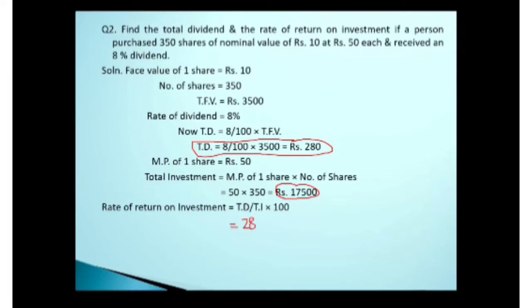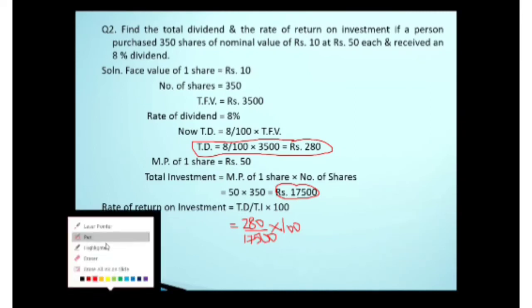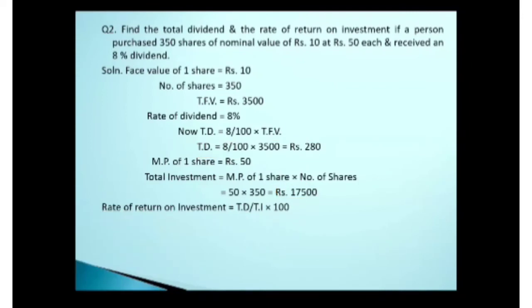So 280 divided by 17,500 and into 100. And many of the students got the answer also in this. And the answer is, I think, coming to be, yes, 1.6 percentage. So that is true. So 280 divided by, here also I made a mistake, 17,500 it has to be, all right. Then the answer will be 1.6 percentage.